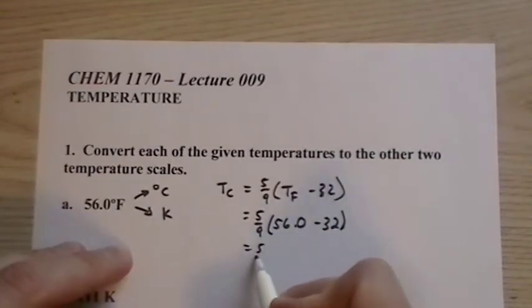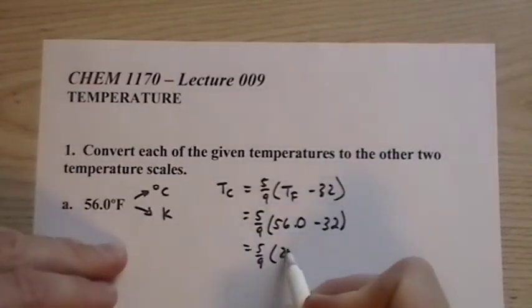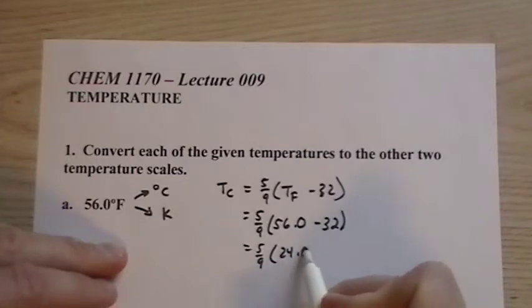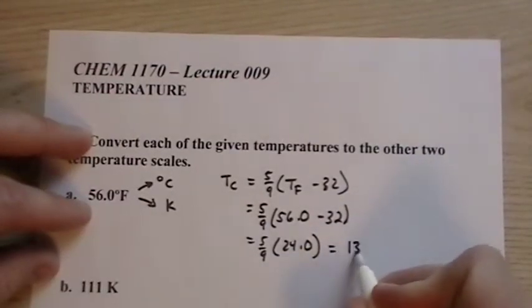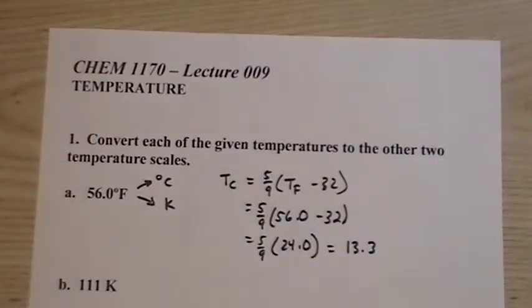This will give us 5/9 times 24.0. And remember again, the 5/9 is exact, so 24 times 5 divided by 9. And this comes up to be 13.3.